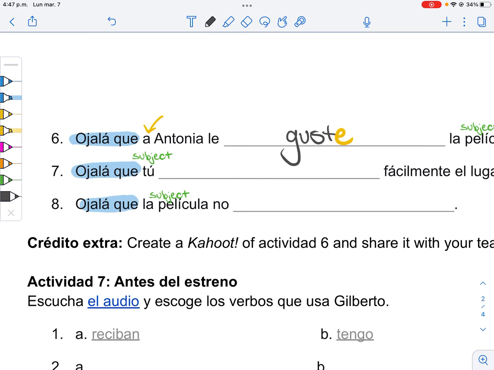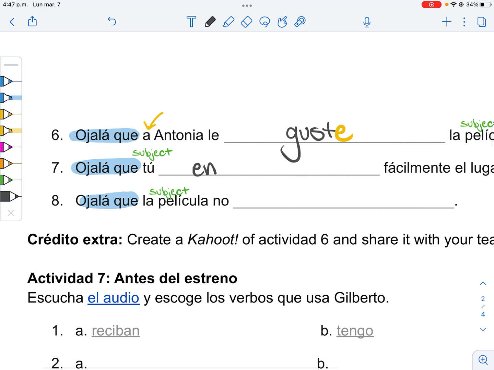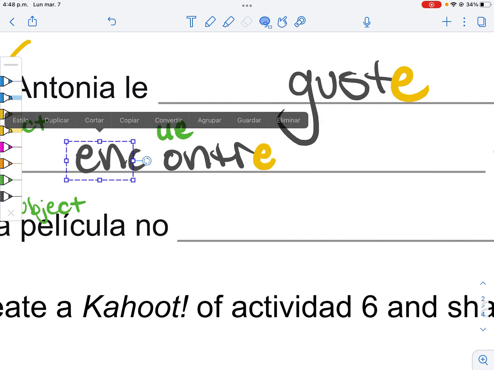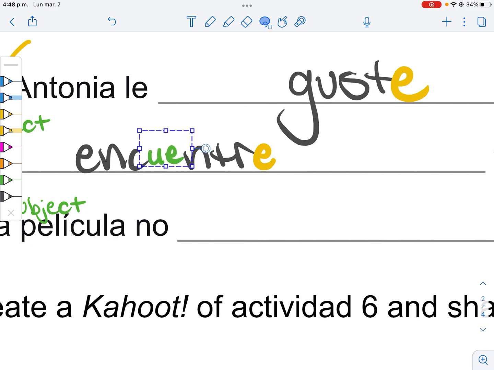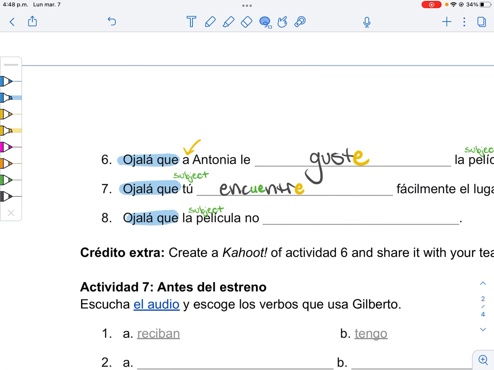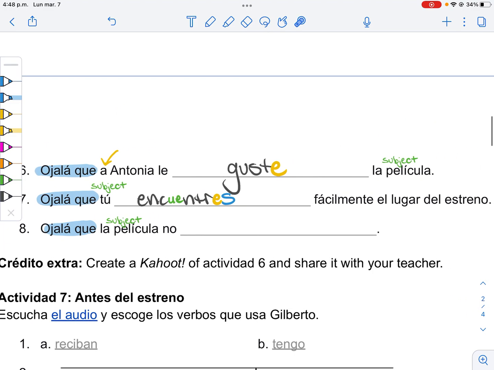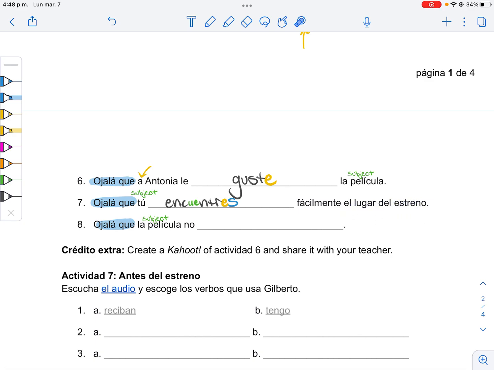Two more verbs in número 7. I lost my book. Here it is, encontrar. Encontrar is fun because not only is it an AR verb going to an E, it is also a stem changer, that O to UE stem changer. So let's get rid of that AR, replace it with an E. Let's get rid of this O, replace it with a UE. Encuentre, but it's tú, so we gotta add an S on the end. Ojalá que tú encuentres fácilmente el lugar del extraño.